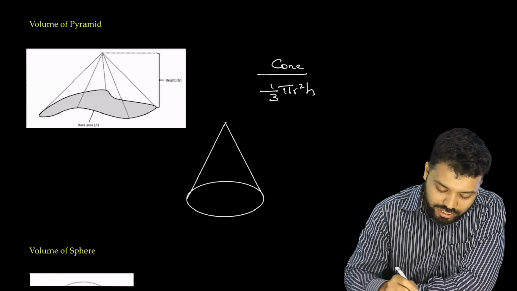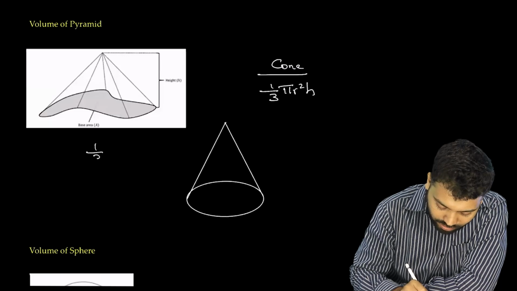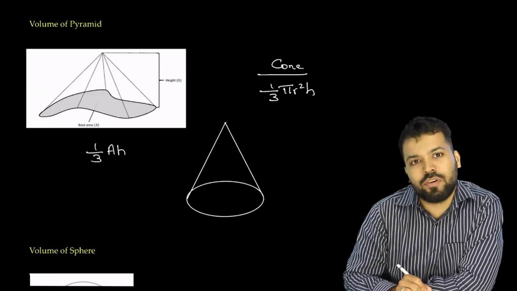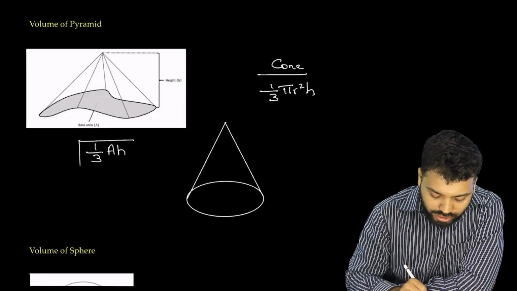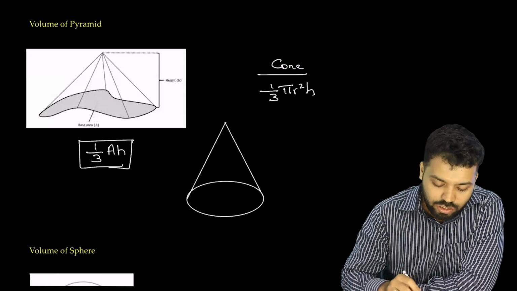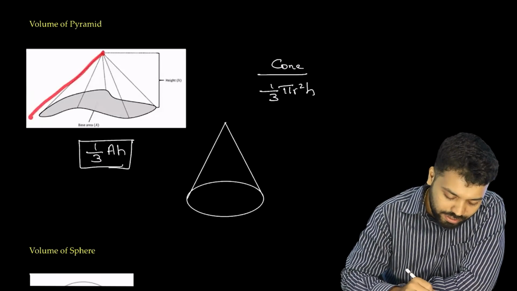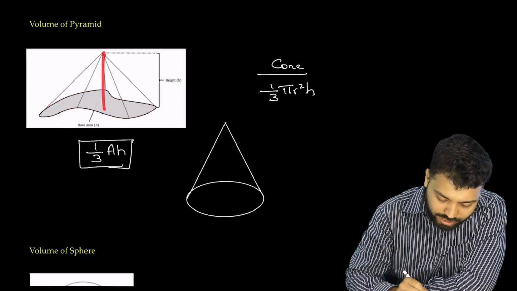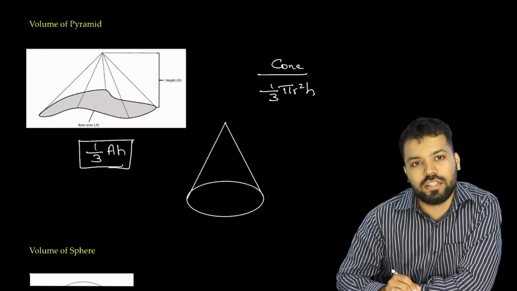Yeah, so using the same logic, I can say that the volume of this pyramid is 1 by 3 into H. Anyways, we will be proving this using integration in first PU. For now, take it as granted. So if you take any pyramid, if you know the base area and the height, we'll straight away apply 1 by 3 A into H.